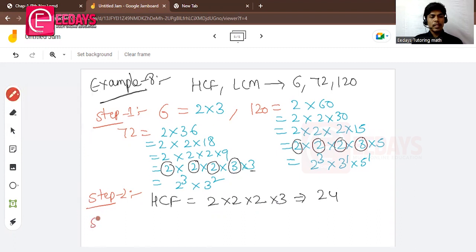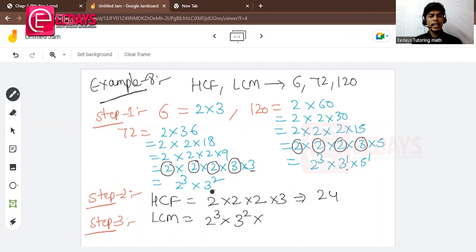Now step three is finding LCM. LCM is nothing but we take the greatest power. For the number 2, the greatest power is 3 in both numbers. Coming to the number 3, here 3 square is there, here 3 power 1 is there. Which is greater? 3 square. That's why you take only the greater one.